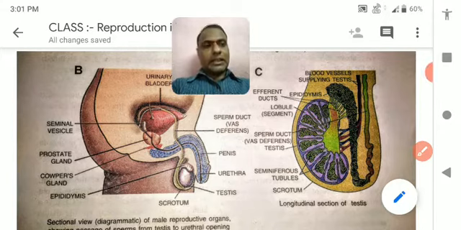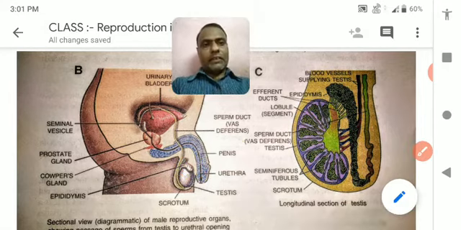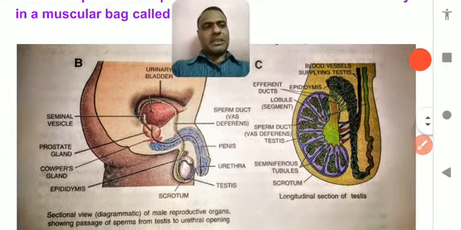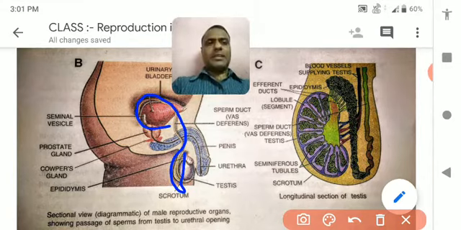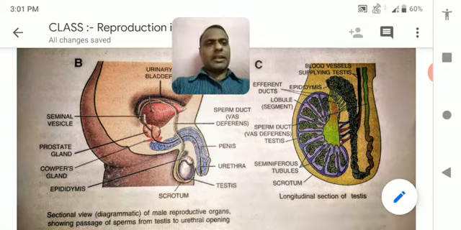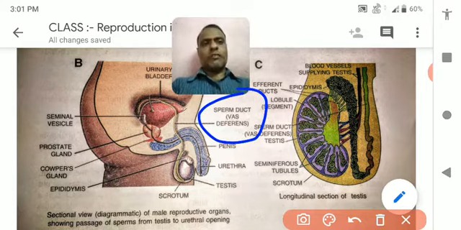Just above the testes you can see there is the epididymis, which is very clearly seen over here. And from the epididymis the pipe is coming out. This yellow colored pipe is going behind the urinary bladder. Going behind the urinary bladder, this pipe is called the sperm duct or vas deferens.